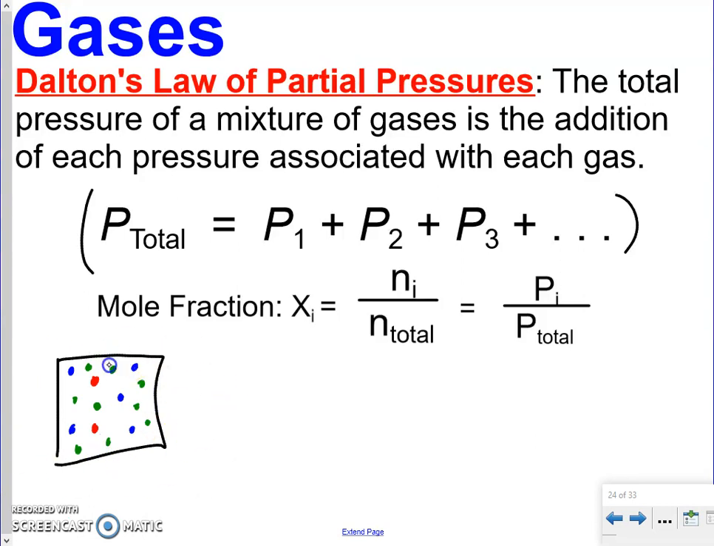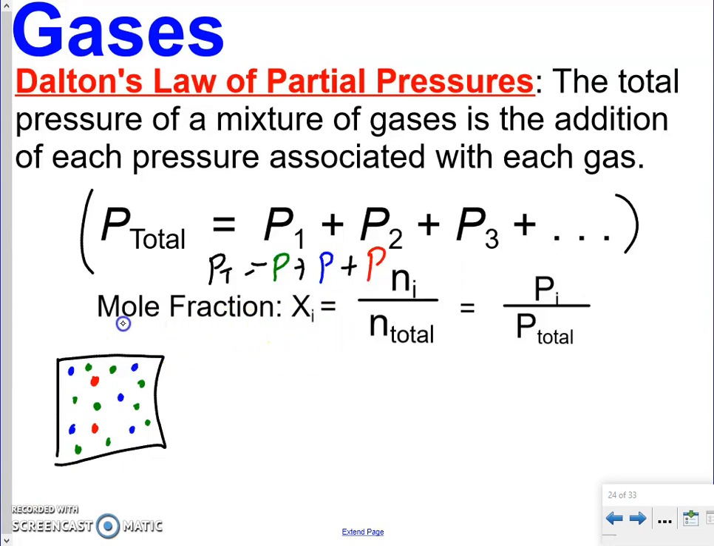Now, how do you get the total pressure? Total amount of collisions. So we would have the pressure of the green plus the pressure of the blue plus the pressure of the red, and that all added together would give us the total pressure in this container. So really, another way we can look at it is understanding that it's really just a ratio of who's present versus how many are present.